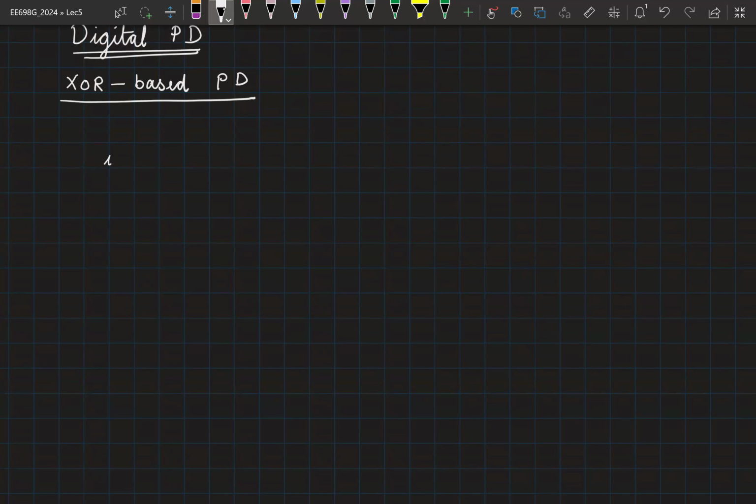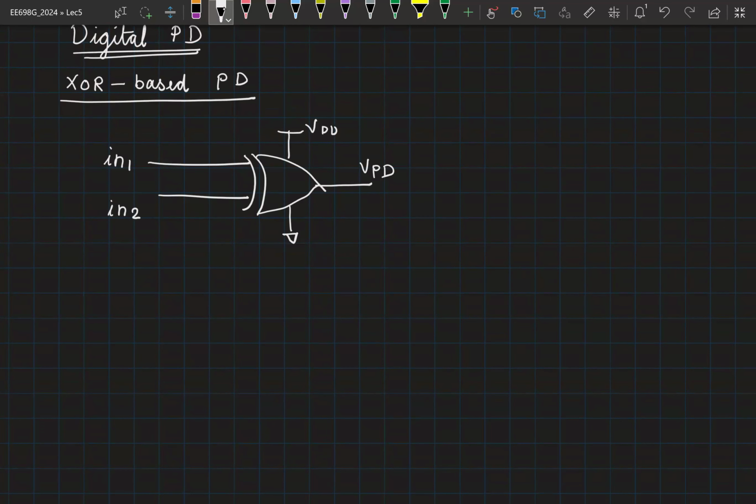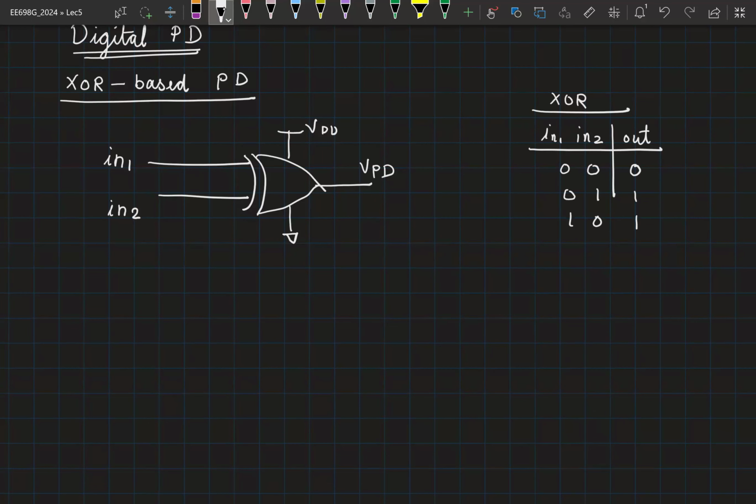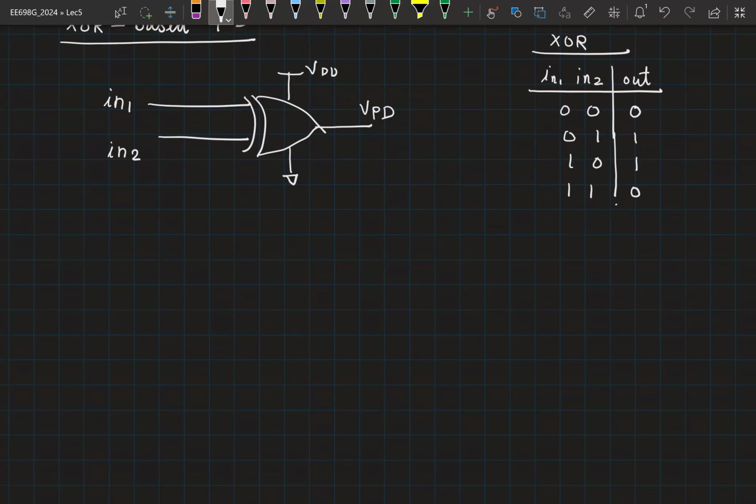Okay. So let's say I have in1 and in2. These are fed as inputs to an XOR gate. Let's say the XOR gate has supply as VDD and ground, so that the output waveforms are swinging between 0 and VDD. And this is your output VPD. Quickly, let us look at the truth table for XOR. 0,0 gives 0; 0,1 gives 1; 1,0 gives 1; 1,1 gives 0. Good. So now let me give you a problem to solve.